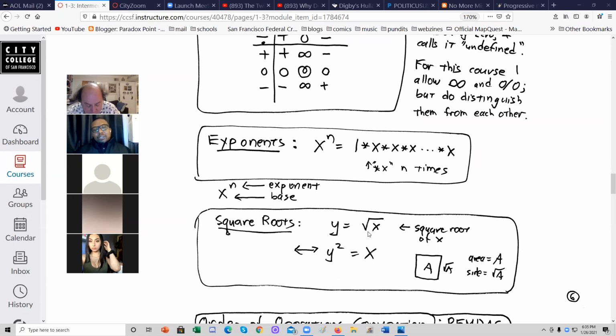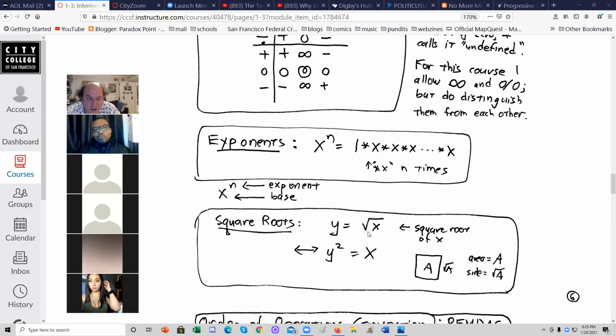Let's see. A quarter. Square root of a quarter. What times itself is 1 quarter? Not 5. 1/4. What times itself is 1/4? Well, a quarter is 25. I don't mean quarter like the money. I mean 1/4.